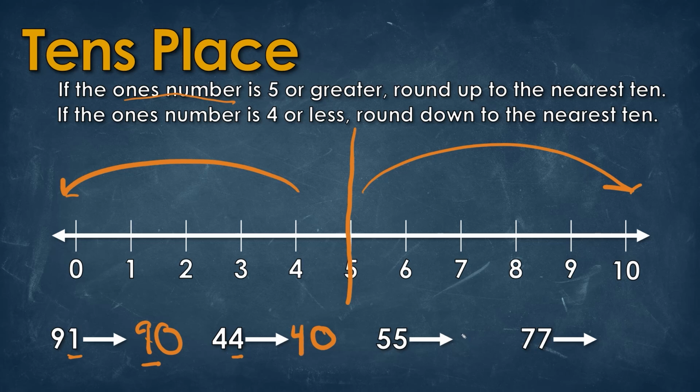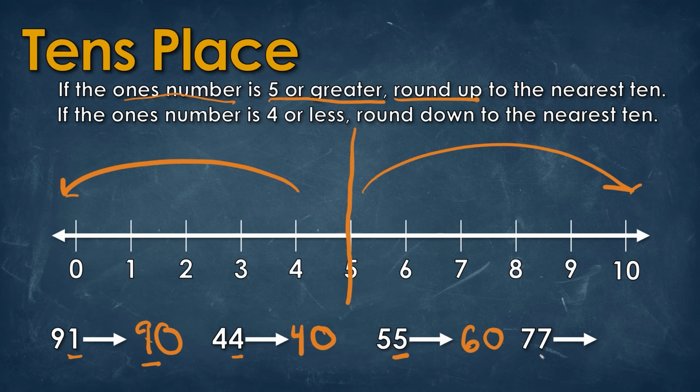Okay, well, now we have a 5 for this 55. The ones value is a 5. Well, we know that if the ones value is 5 or greater, I'm going to round up. So if I round up, what's the next value up from 55? Well, we have a 50, so it'd be 60.